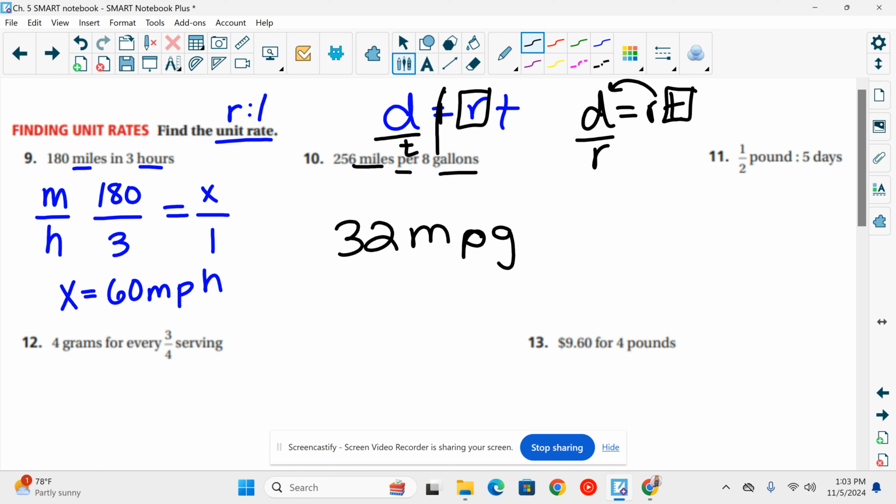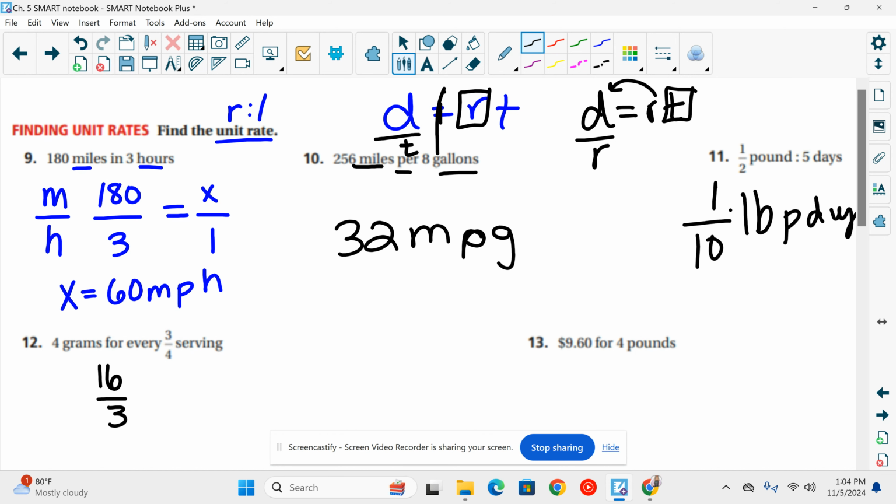All right, number 11, pounds per day. How many pounds can you make in a day? 1/10 of a pound per day. Okay, so basically, okay? Number 12, grams to servings. I get 16 thirds. 16 thirds.